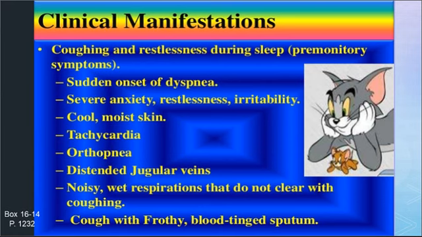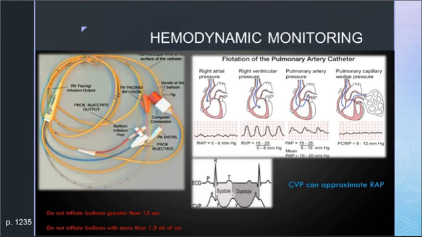Severe anxiety, restlessness, irritability, a feeling of doom, cool, moist skin, tachycardia, orthopnea, distended neck and jugular veins. Noisy, wet respirations that don't clear with coughing is a big sign. Cough with frothy, blood-tinged sputum, that feeling of doom, anxiety, cyanosis, paroxysmal nocturnal dyspnea. This is happening because the pressures in the lungs are forcing bursting of vessels in the arterioles in the lungs.